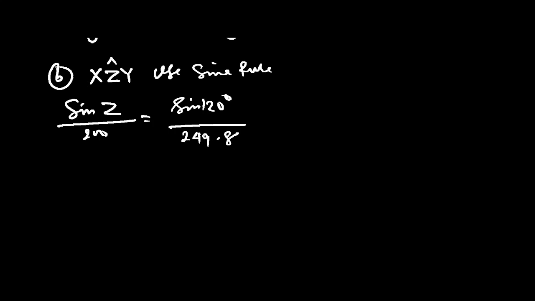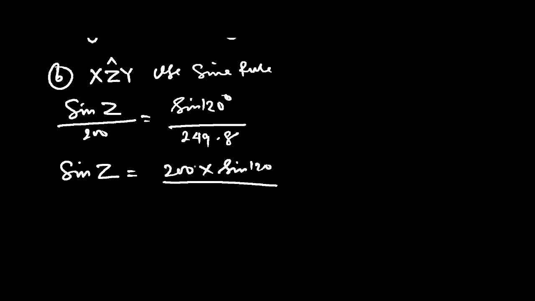Why am I using 249.8? Why can't I use the approximate value? If you use the approximate value, you will not get the actual answer. Are you getting it now? So that's why I'm using this one with the decimal. Is that taken? So if I cross multiply here, I will have that sine of Z is equal to 200 times sine 120 divided by 249.8. Am I making sense now?